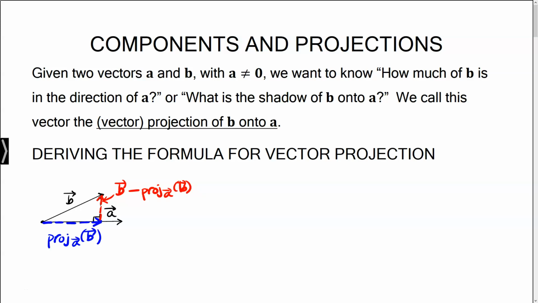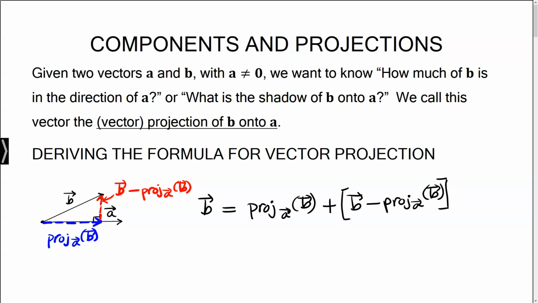So we've split up B into two pieces, basically. A way that we could write this would be to say that our vector B can be written as this projection part plus what's left over, which is B minus the projection. Now we're going to look at this geometric picture and try to figure out if there's a way we can get a formula for this. This is called the projection, or the vector projection, of B onto A.